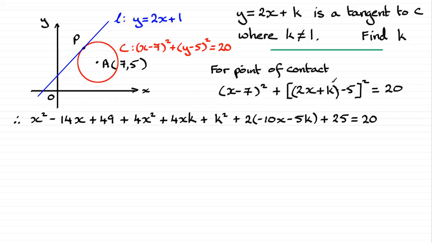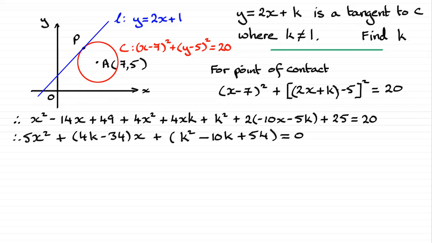Then you get twice the product of these 2 terms. So what I've got here is 2 times the product of minus 5 times the 2x plus k, giving me minus 10x minus 5k. And then you square the last term here, that's the plus 25. Okay, so do check that out. Then I've just grouped together all the terms, and if you group together the x squared terms, the x terms, and then the constants, you should find you get this line here.